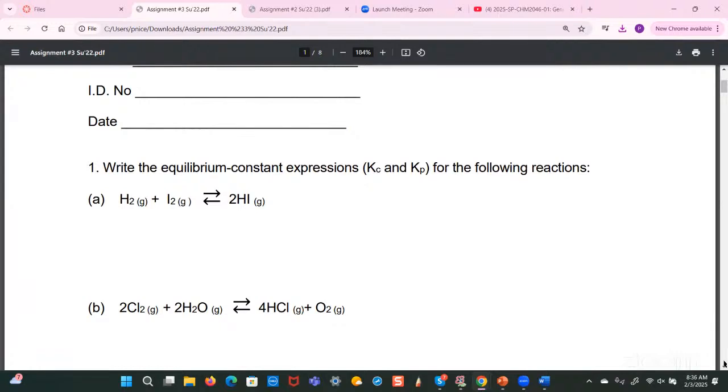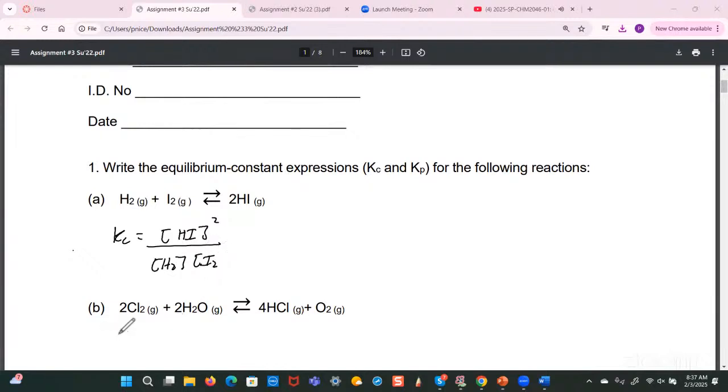The question is asking for the equilibrium constant expression for Kc and Kp. Now, don't worry about Kp yet. Kp we're going to talk about shortly. So let's focus on Kc. What would be the Kc expression for the first one? Kc is equal to the concentration of HI squared divided by the concentration of H2 times the concentration of I2.